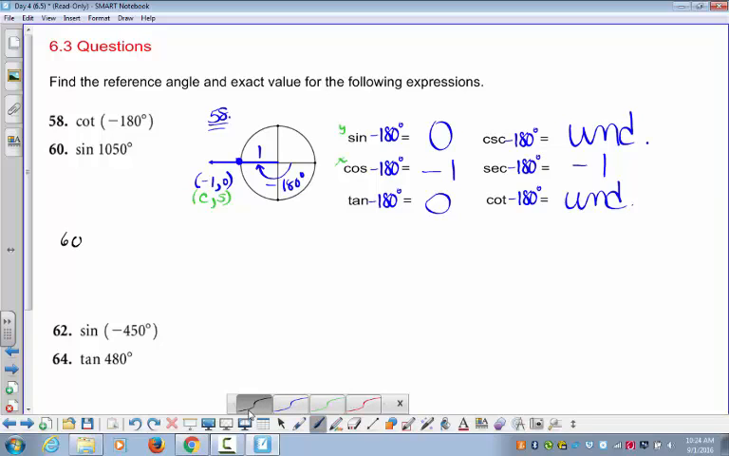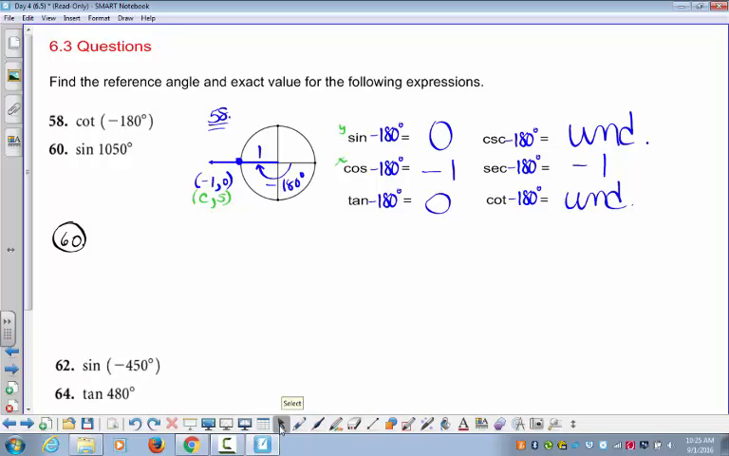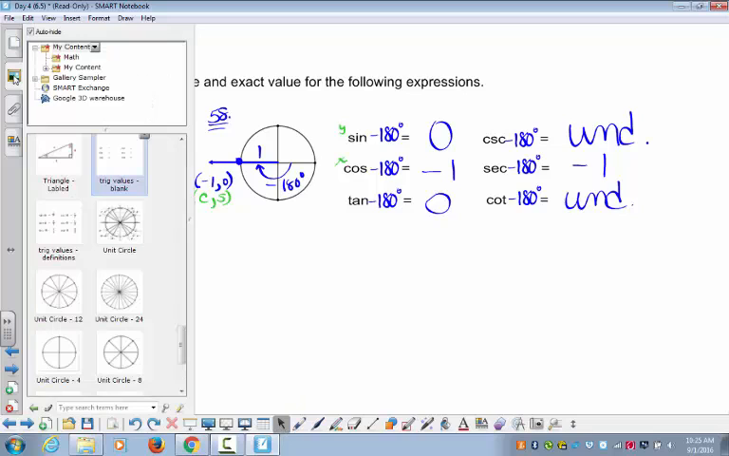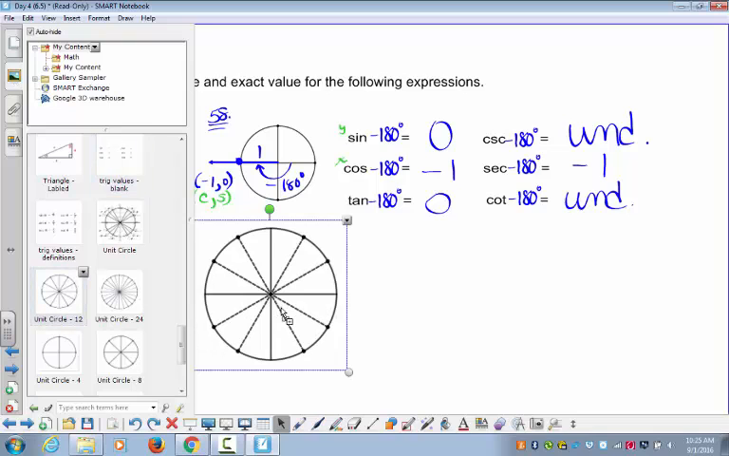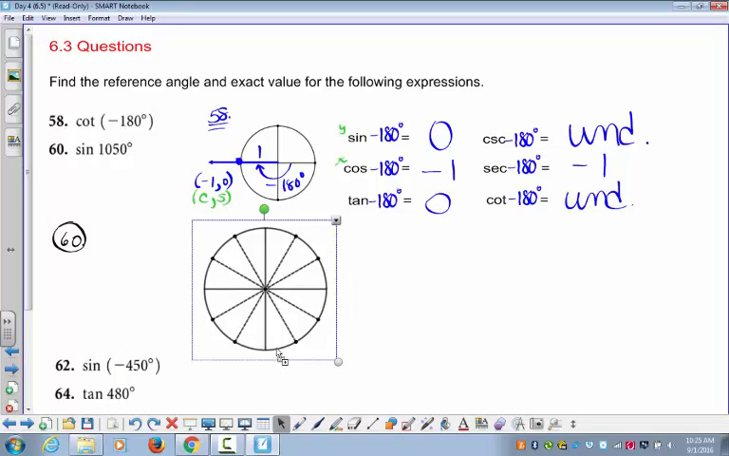Let's go to number 60. 1050. Find the reference angle and the exact value for the following expression. Let's figure out where 1050 is. Is it a multiple of 30 or 45? 30? So let's go with a 12-sector circle. 12-sector circles, multiples of 30.